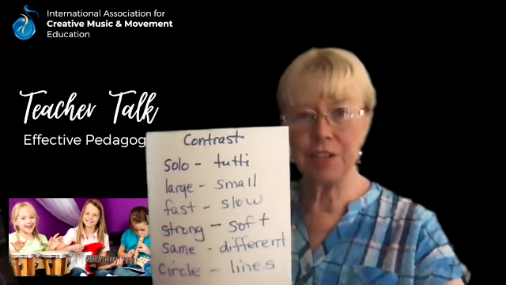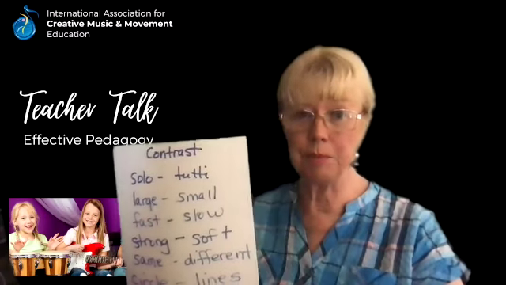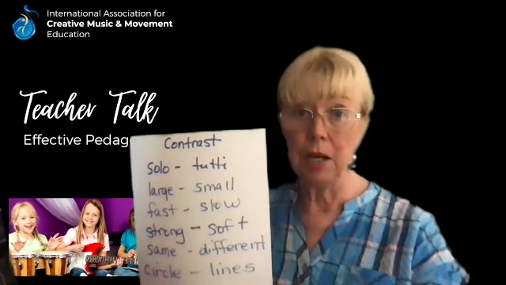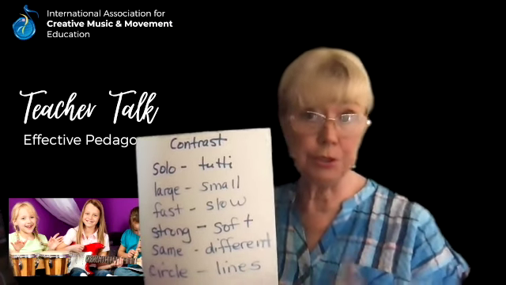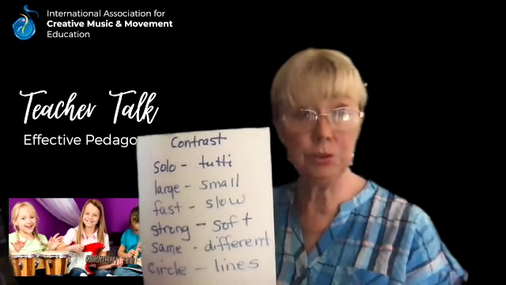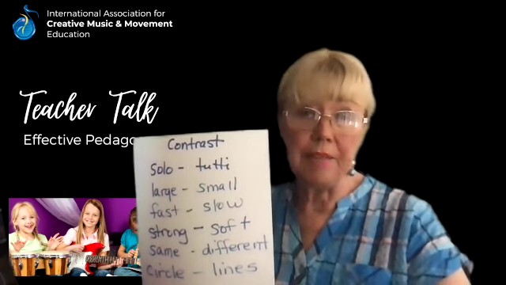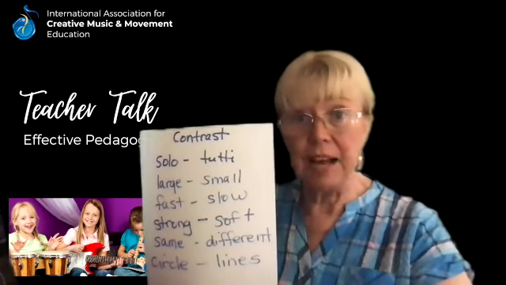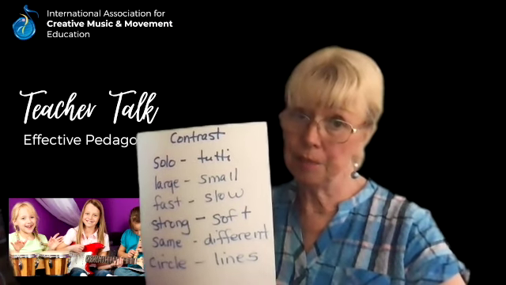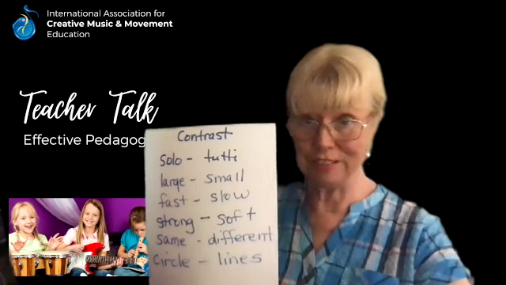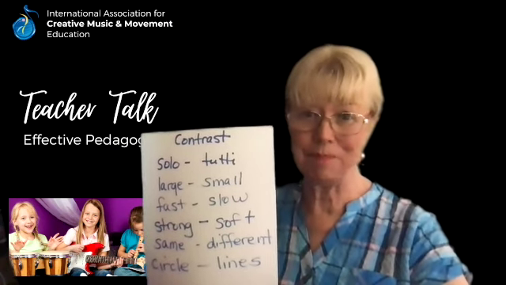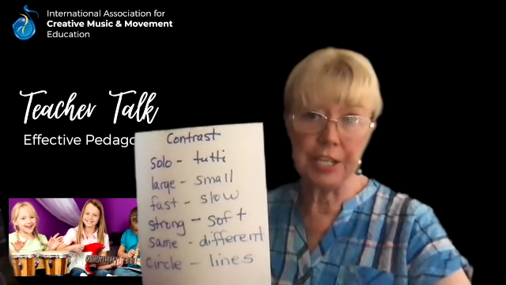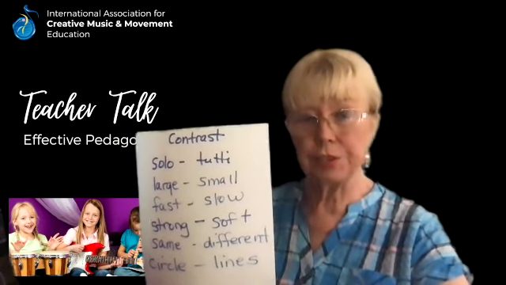So what kinds of contrasts could children have in their movement piece? Well, they could have someone do a solo, and they could have the rest of the people do something, so you've got solo and tutti. They might have large movements, followed by small. Fast movements, then slow. Strong, then soft. All do the same, and then all do different movements. They can change their formation, circles, lines.